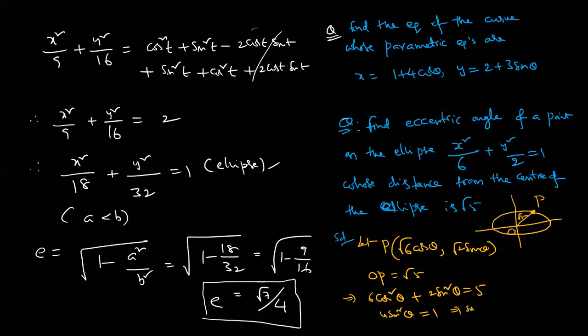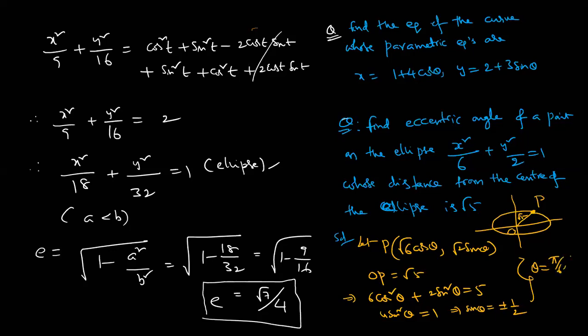So sin square theta is how much coming? Sin theta is plus or minus 1 by 2. Can anyone guess the value of theta? Anyone? Positive, in which quadrant? First and second. That means pi by 6.